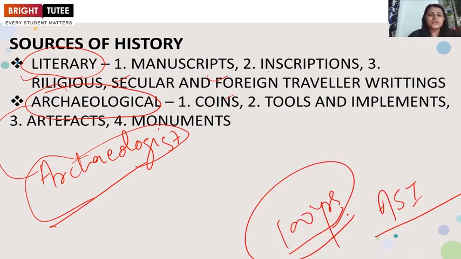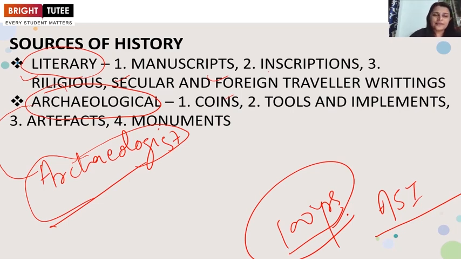Then we got to know about the artifacts. Now, what are these artifacts? Artifacts are anything which is a man-made object. Here we will categorize things like paintings, sculptures, and terracottas. These all come under artifacts. Even the toys of those times and the utensils of those times are all man-made objects. So these man-made objects come under the category of artifacts.